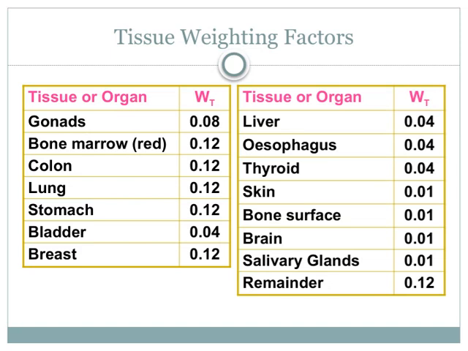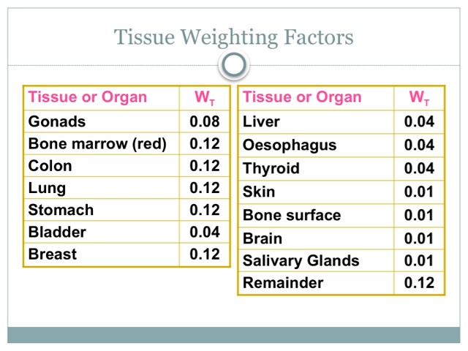Let's take a closer look at these tissue and organ weighting factors. These numbers represent the relative importance of different tissues in terms of radiation absorption and risk assessment. For instance, the liver, esophagus, and thyroid all have a weighting factor of 0.04, indicating a moderate contribution to overall dose considerations. In contrast, tissues like the gonads, red bone marrow, colon, lung, stomach, and breast each have a higher weighting factor of 0.12. This suggests they are more sensitive or significant when evaluating radiation exposure risks.